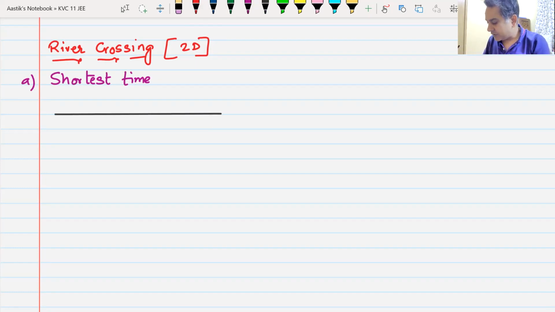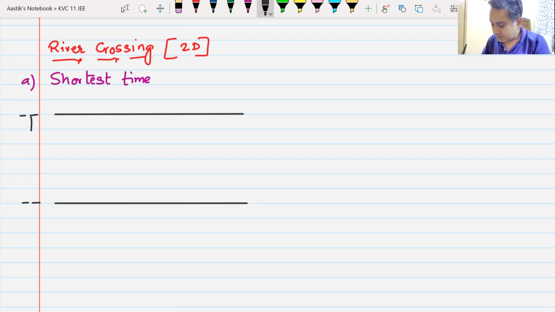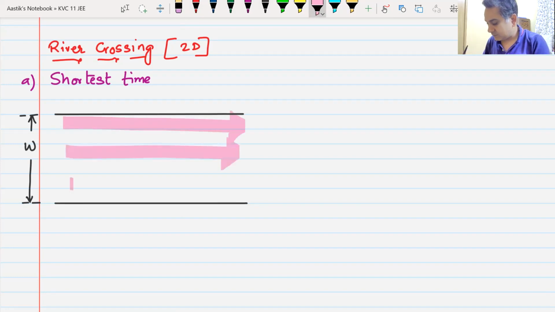In the question, what would be given to you is probably the river. You would be given that there is a river flowing. The first thing that you would be given is the width of the river. Let us call this W. The width of the river would be given to you, W. And obviously this river is flowing, so we'll assume that it is flowing in this direction.